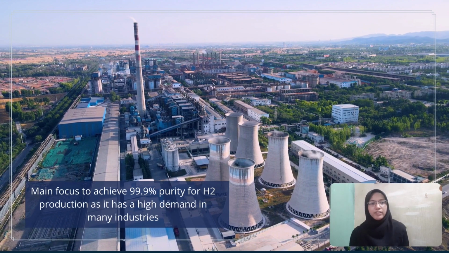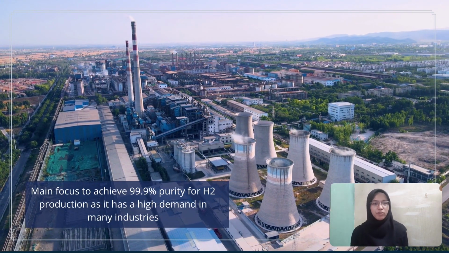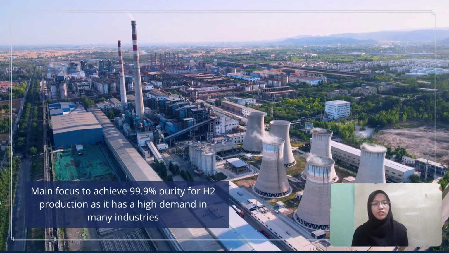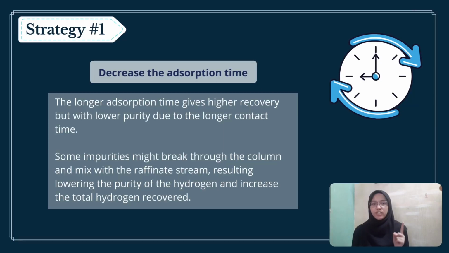The next part will be discussing the strategy to achieve 99.9% purity for hydrogen production as it has high demand in many industries, especially in chemical industries. Some of the strategies would be: first, decrease the adsorption time. The longer adsorption time gives higher recovery but with lower purity due to the longer contact time. Some impurities might break through the column and mix with the raffinate stream, lowering the purity of the hydrogen and increasing the total hydrogen recovered. Hence, decreasing the time will increase its purity.